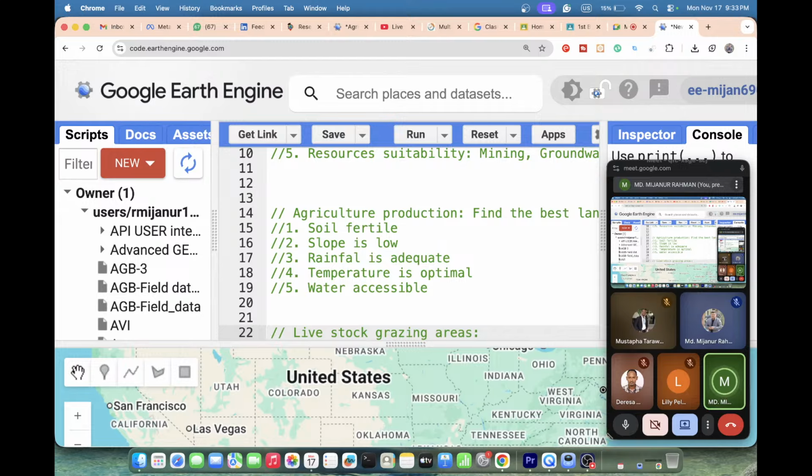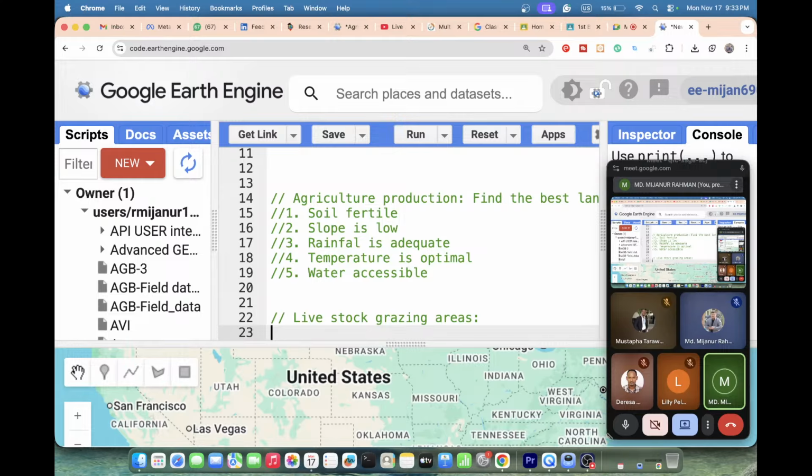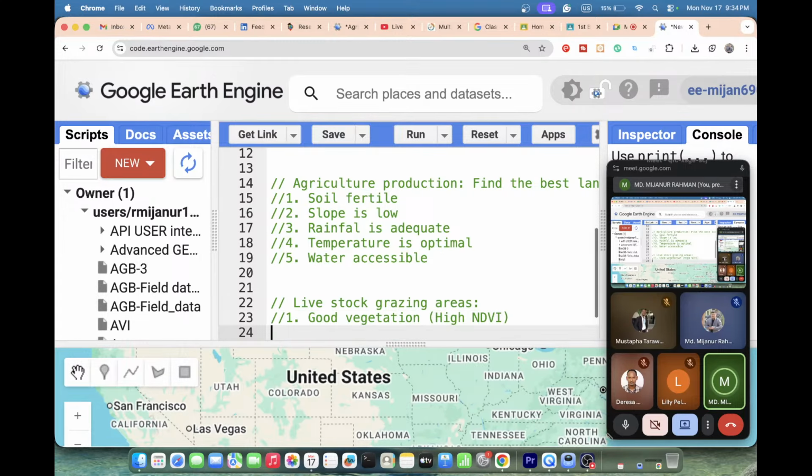Which type of factor do I need to consider for that? Almost similar. The first factor for livestock, I need to consider good vegetation area, or high vegetation area. I need to consider high NDVI, or good vegetation, for the livestock.